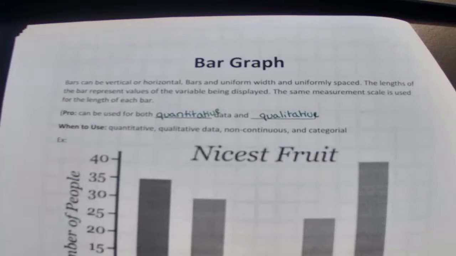For the bar graph, bars can be vertical or horizontal. Bars have a uniform width and are uniformly spaced. The lengths of the bar represent values of the variables being displayed. The same measurement scale is used for the length of each bar. So the pros for the bar graph is it can be used for both quantitative data and qualitative data.